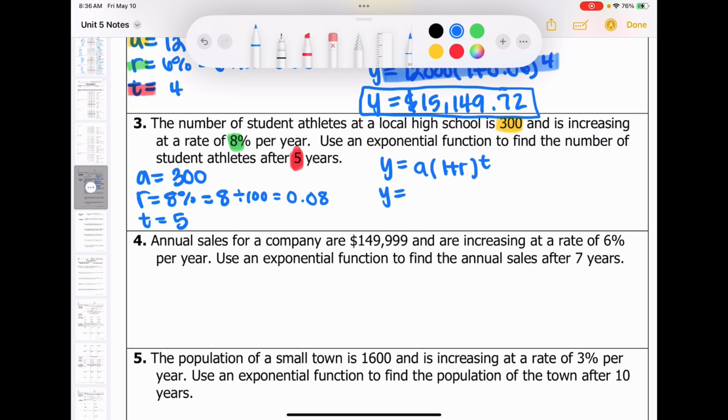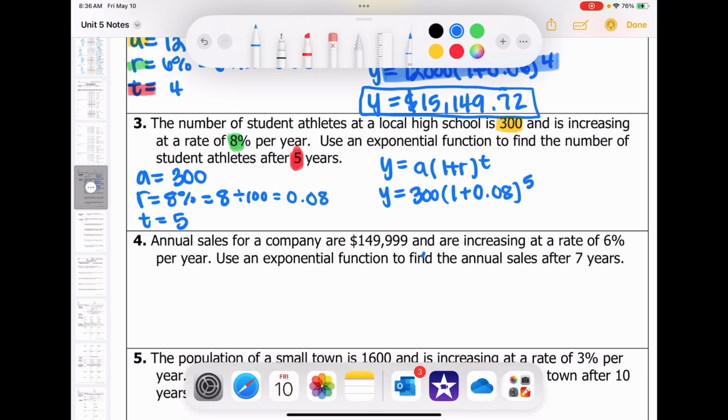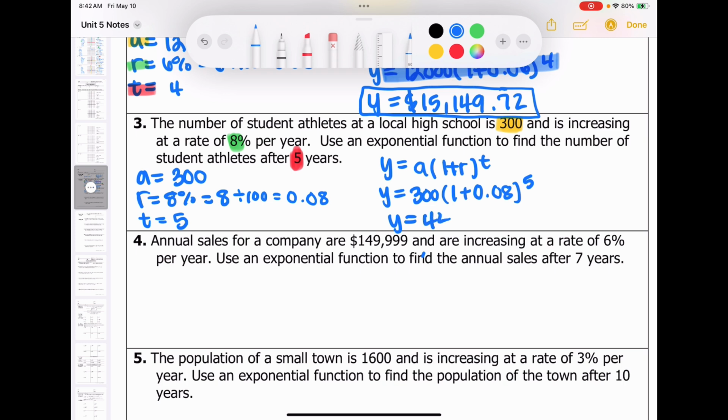So I'm going to plug this into my function. a is 300, r is 0.08, and t is 5. So I'm going to plug all of that into my calculator. And when you do, you get 440.798. All right, but thinking about the problem, we're talking about people, and we can't have a decimal of a person. So we would just drop the decimal, and our answer would just be 440.